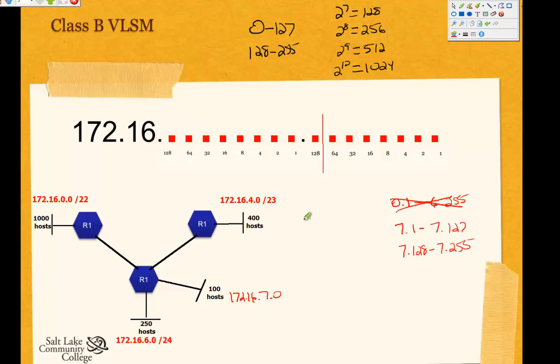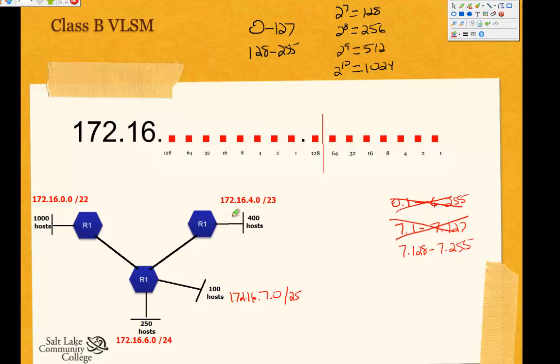172.16.7.0 with what type of mask? Well, we're over here, so we're going to actually have a /25. 8 plus 8 plus 8, 24, plus 1, 25. Now you say to yourself, well, what are we going to do with this network? We're not going to do anything with the 7.128. We're going to leave it. It's going to be reserved for a future date. So we're going to cross out that line right there.